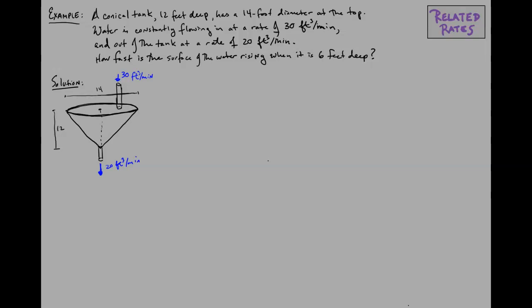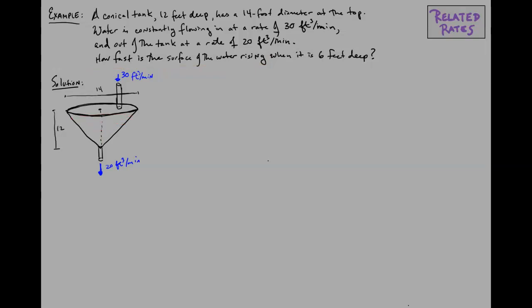We're only interested in this problem about what's happening at a particular moment when the depth of the water in the tank is 6 feet deep. It can go up to 12 feet deep, so we would be interested at the moment when it is 6 feet deep. And we want to know, at that particular moment, how fast is the surface of the water rising? In other words, how fast is the depth of the water in the tank rising?